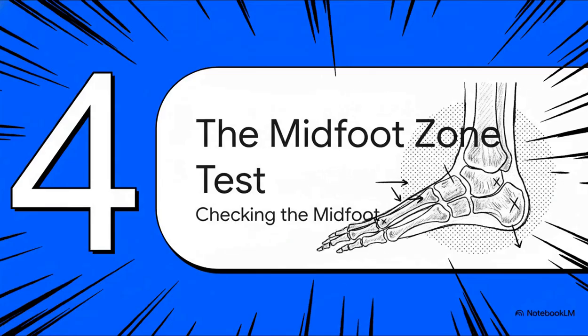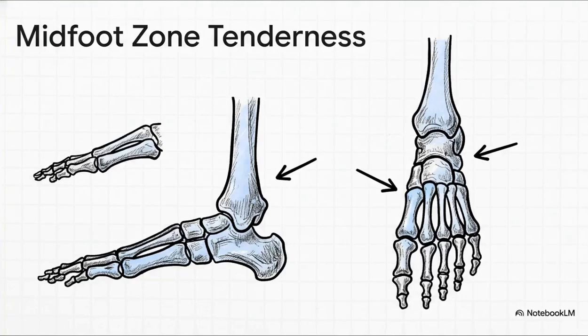Okay, but we're not done with palpation yet. The rules don't just cover the ankle joint. We also have to move down and check the midfoot. This helps build the complete clinical picture. And here, you're checking for tenderness at two very specific spots. First, the base of the 5th metatarsal. That's that bony bump on the outside edge of the foot. And second, the navicular bone, which is on the inside just in front of that medial malleolus.